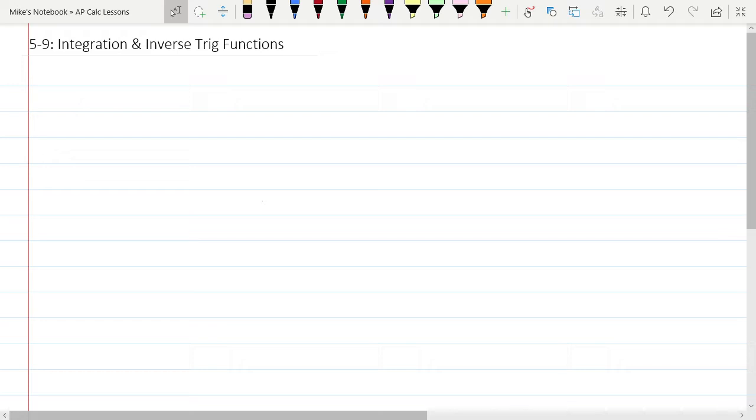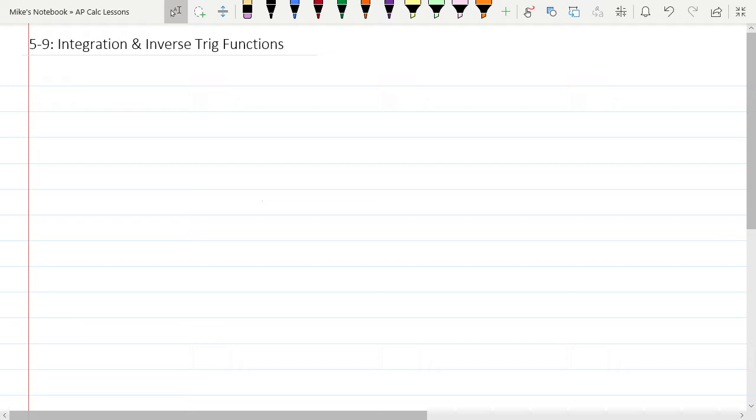So as you may recall, back when we were learning derivatives, there were only two inverse trig functions whose derivatives you were expected to learn. And that was for inverse sine or arcsine, and for inverse tangent or arctangent. And the same is true for inverse trig functions and integration. The only two integrals for inverse trig that you need to know are the ones that would lead us back to inverse sine and inverse tangent.